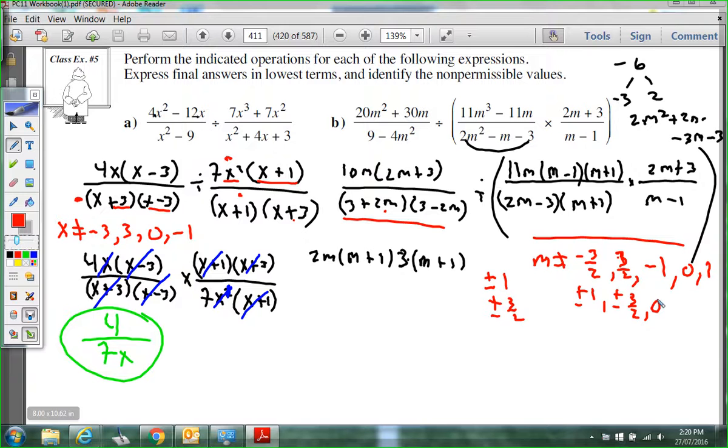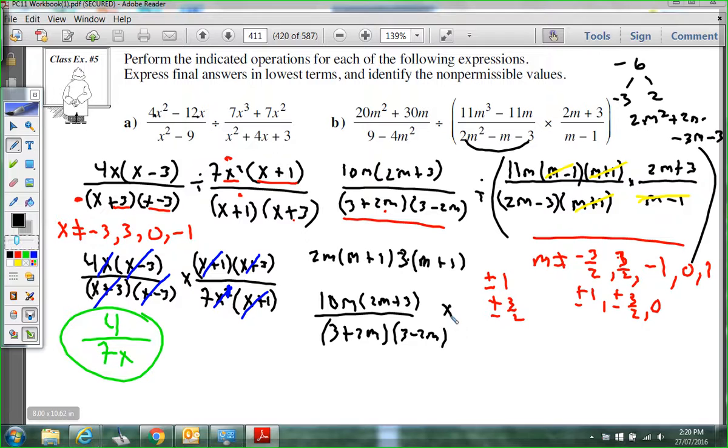Okay? Now if we go ahead and simplify this thing, what cancels? So we get this is gone, this is gone, this is gone, this is gone, and that's it. So what I'm left with, comparing the big two here, is 10m times 2m plus 3 all over 3 plus 2m, 3 minus 2m. And then we're going to flip this, what's left.